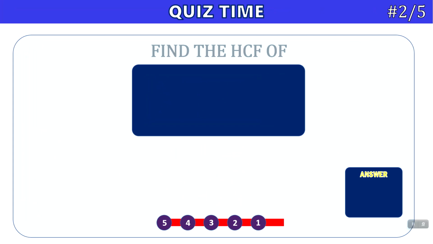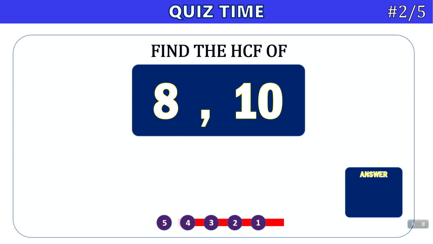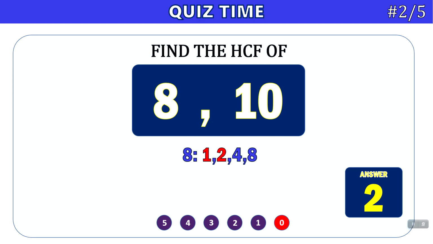Question 2. Find the HCF of 8 and 10. Time's up. The answer is 2. The factors of 8 are 1, 2, 4, and 8. The factors of 10 are 1, 2, 5, and 10. We can see the common factors in red, and the highest one, the greatest one, is 2.